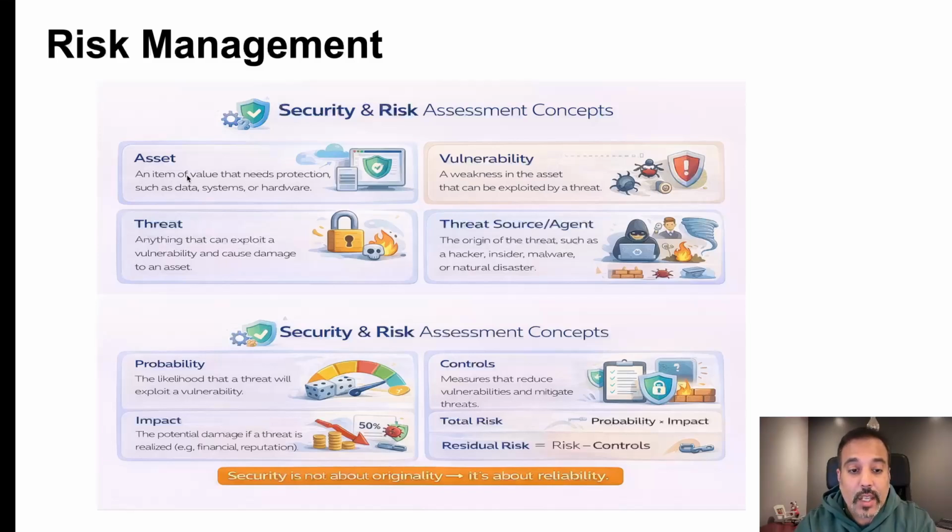So the next one is the vulnerability. A vulnerability is a weakness, something that should not be there, but is. For example, an API that does not check user permission, a web app vulnerable to SQL injection, a hard-coded credential in source code. So these are all the vulnerabilities that exist in your asset.